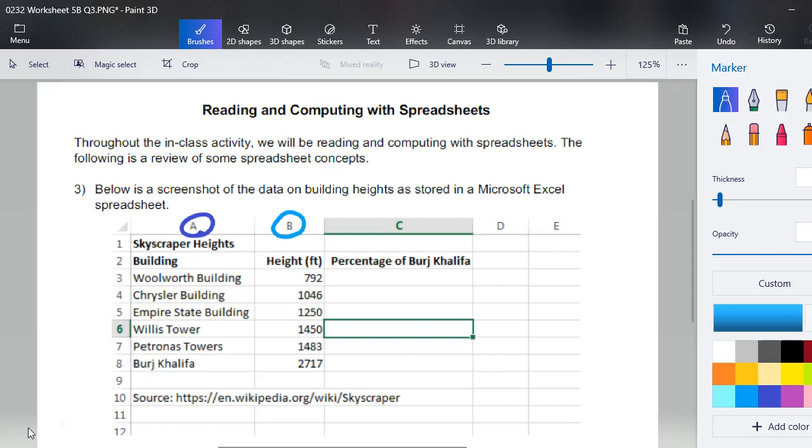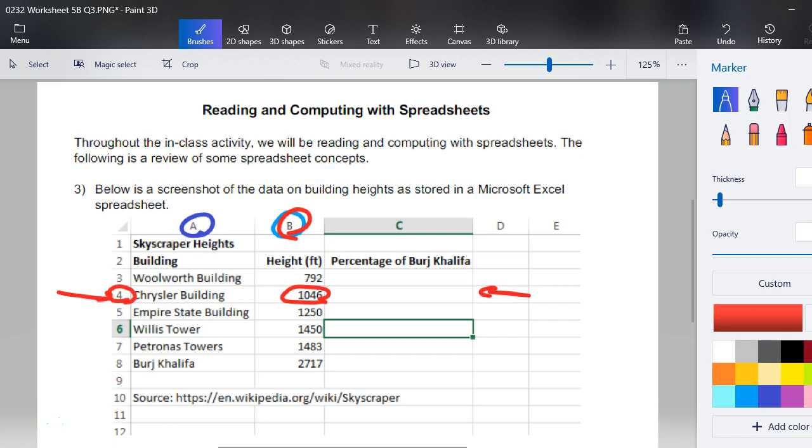Part C, which row contains information on the Chrysler building? And so the row for the Chrysler building is right here. And so that would be row 4. Part D asked, in which cell can the height of the Chrysler building be found? This is the actual height of the Chrysler building, which is in B. We always list the letter first, B4.